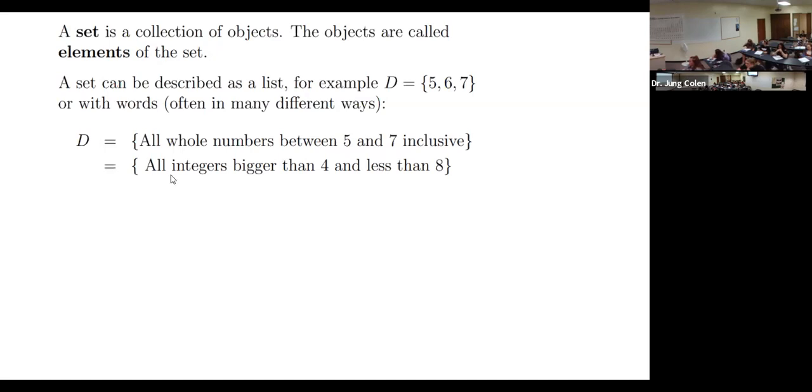Or we can say all integers bigger than 4 and less than 8. We can change integers to whole numbers, but it's the same thing. All whole numbers bigger than 4, so 4 is not included, and less than 8, so 8 is not included, right? So whether you use inclusive or not is a big difference. Or you can say all whole numbers between 4 and 8 without saying inclusive. That's the same thing. Make sense? Okay.